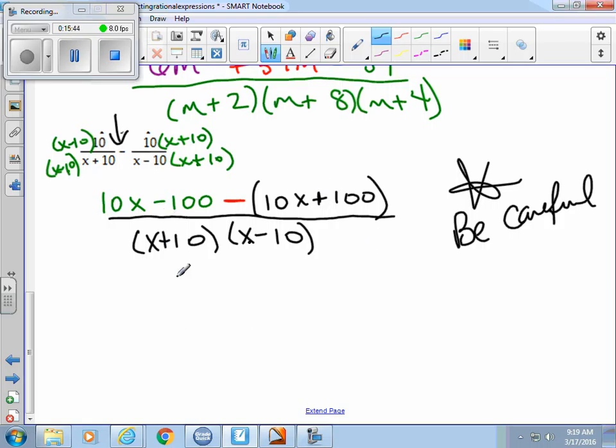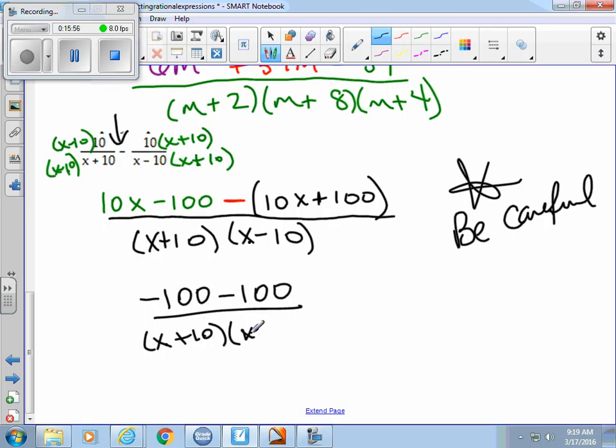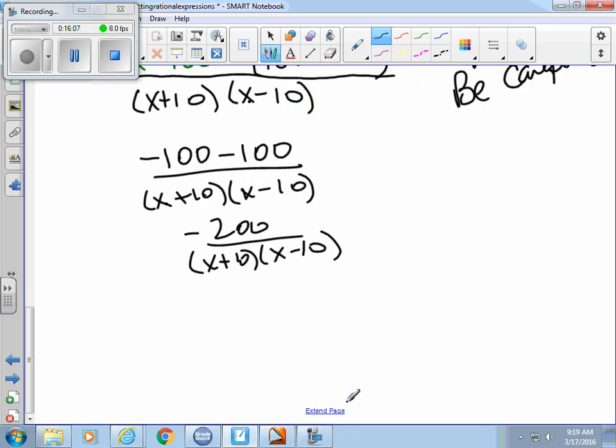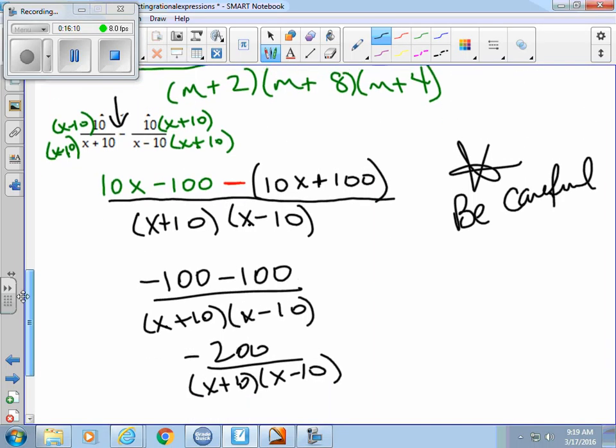Okay. So I get negative 100 minus 100 over x plus 10 times x minus 10, which is negative 200 over x plus 10 times x minus 10. So you distribute the negative to both pieces. Okay. Any questions about that?